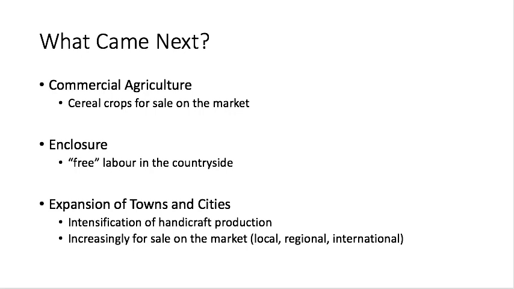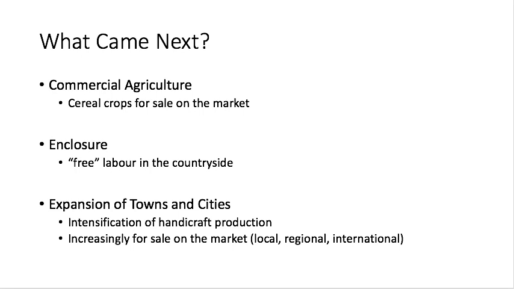So what you've got is a creation of sort of a dual market for labor and commodities that labor produces. And many of these people, again, end up in the cities. So the cities start to expand and become much larger. And again, the expansion of cities leads to things like the intensification of handcraft production. It also leads to increasingly, and especially in England, a national market.